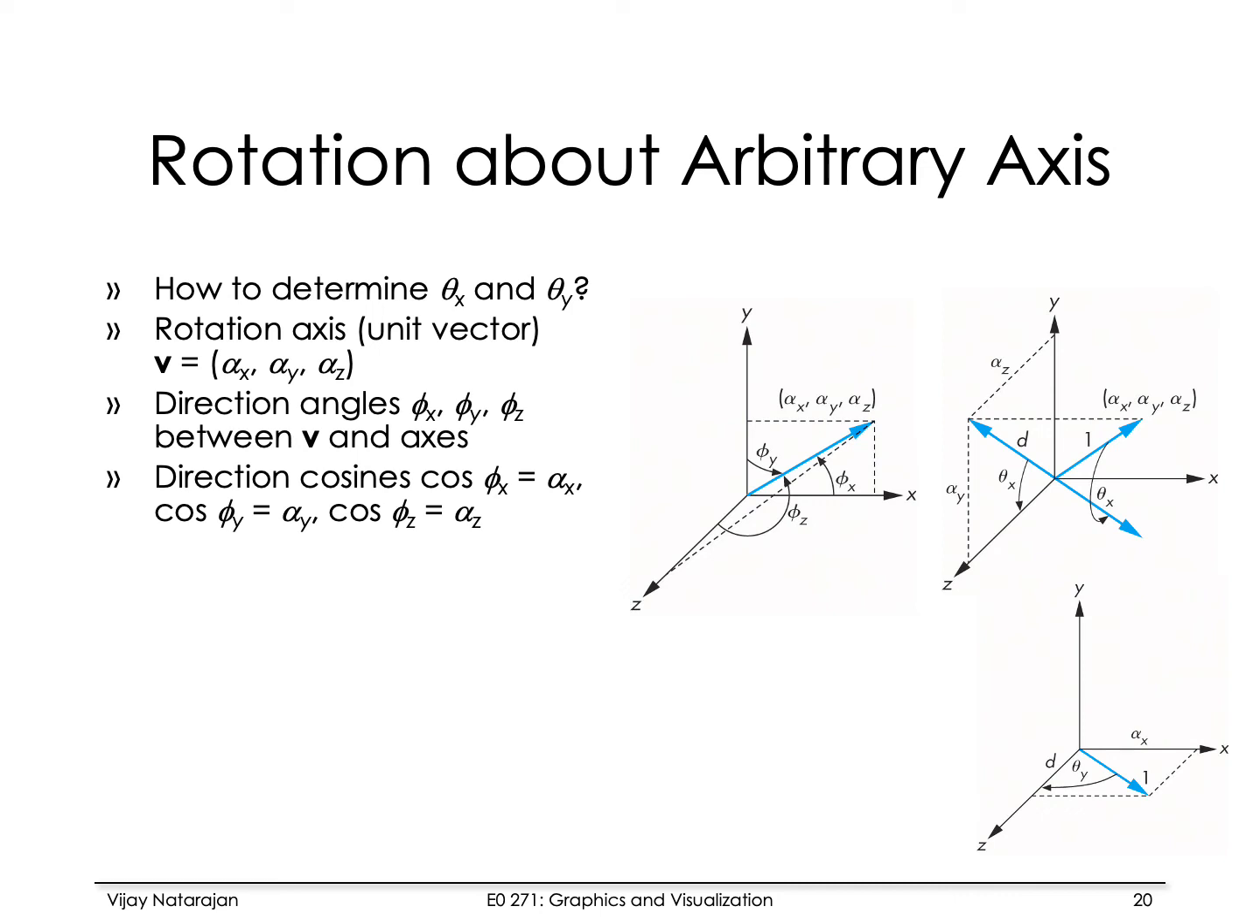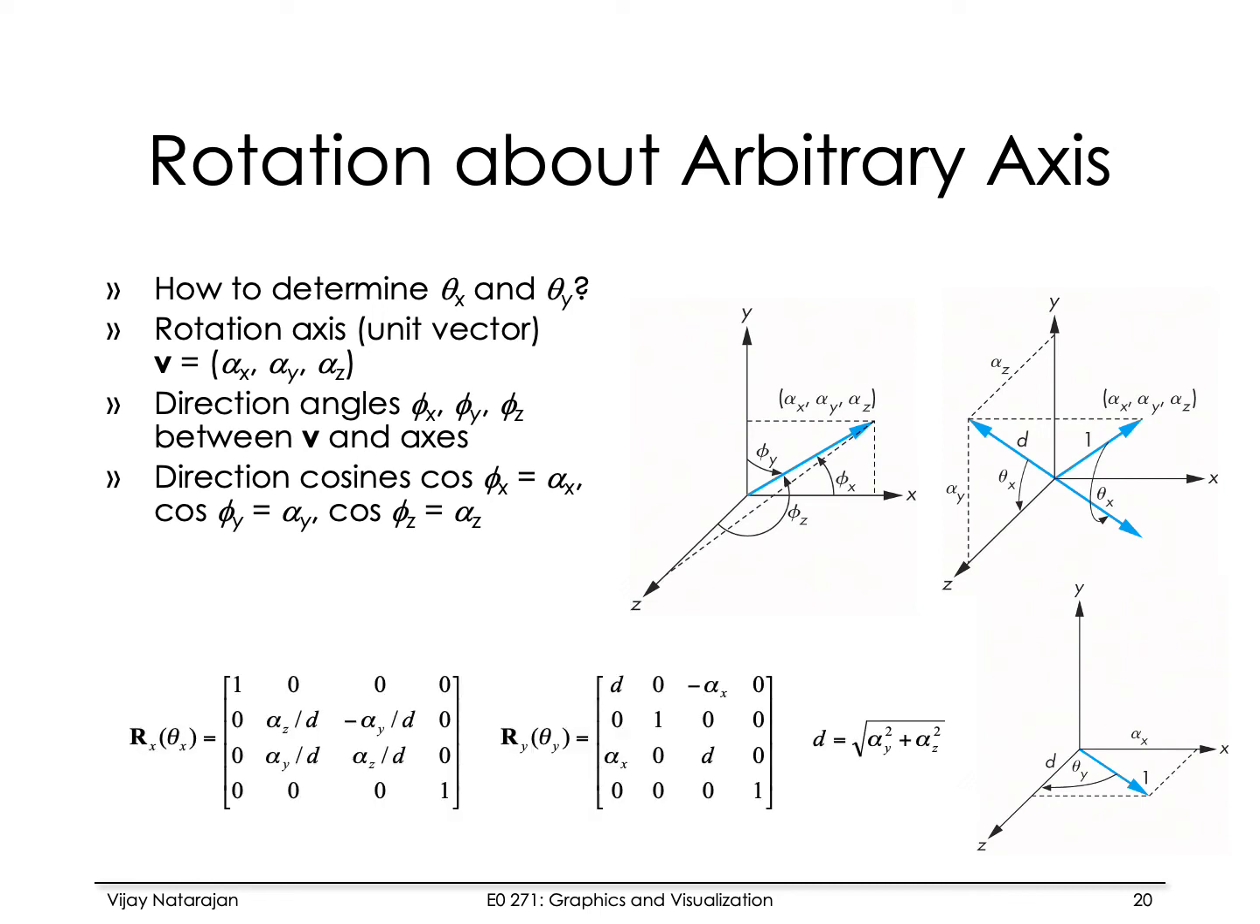So next, theta y. Once this vector gets rotated onto the xz plane, you have this blue vector here, and remember it's a unit vector, and you are rotating it to align with the xz axis. You can again write down the expression for theta y, because you know that this length is d, and this is a unit vector, and you know that this is alpha sub x. So you know what cosine and sine of theta y are.